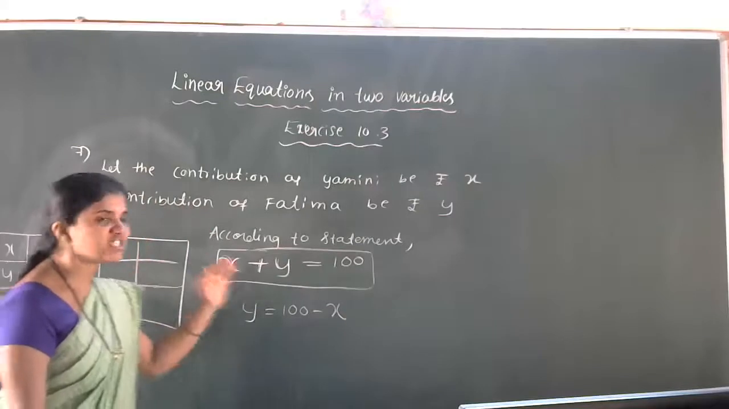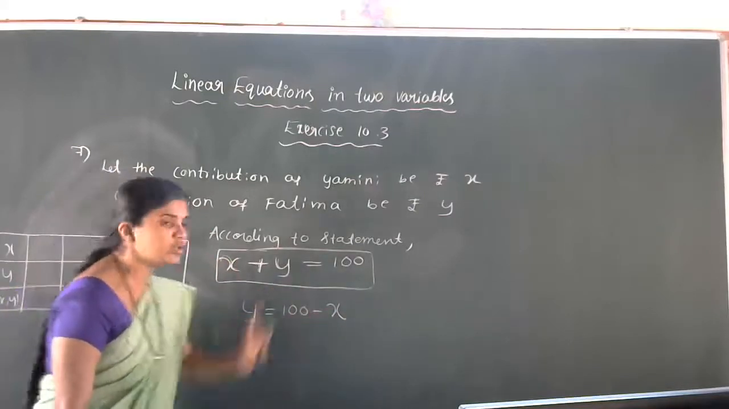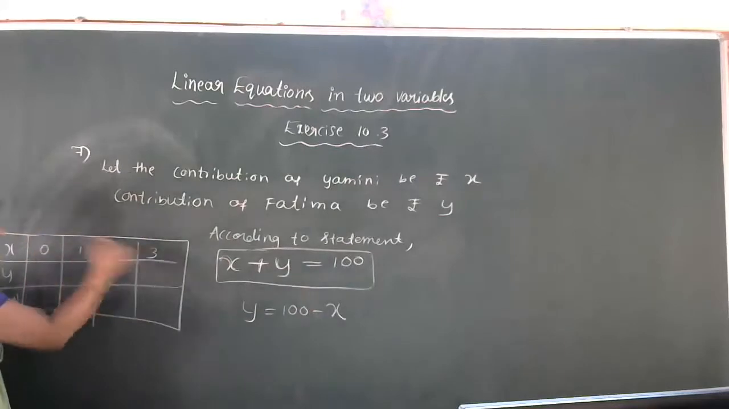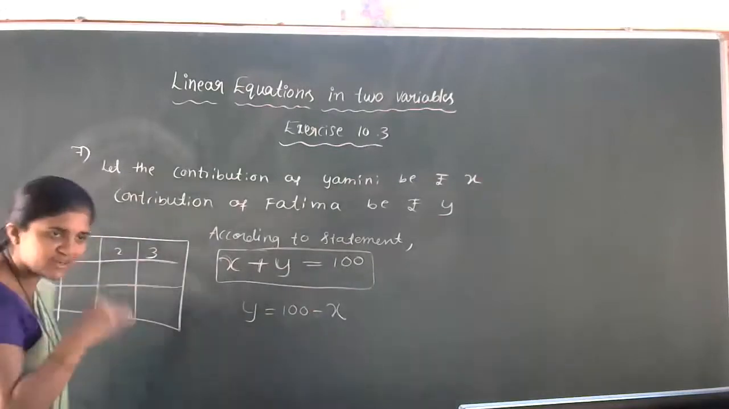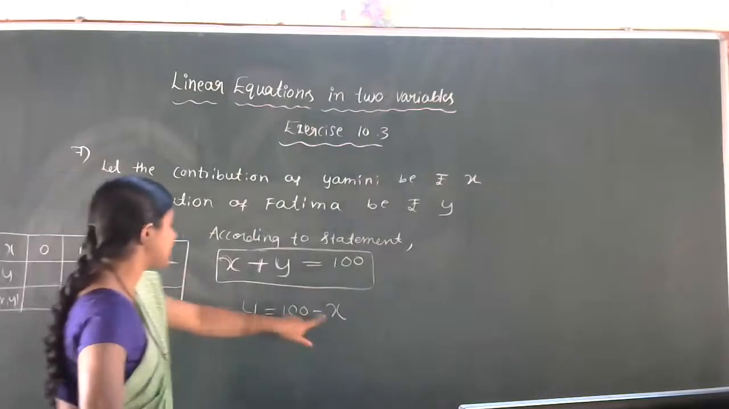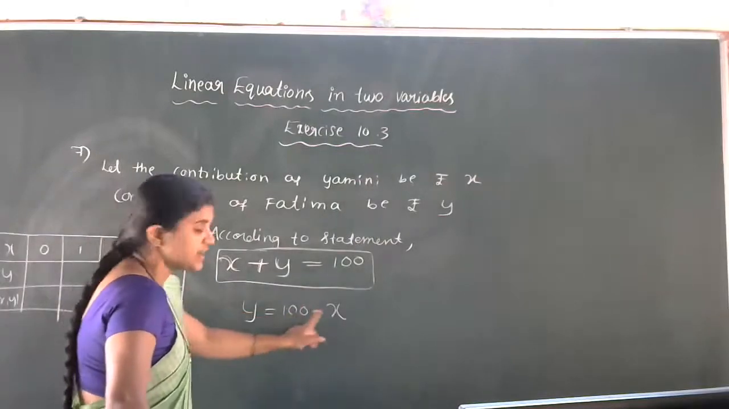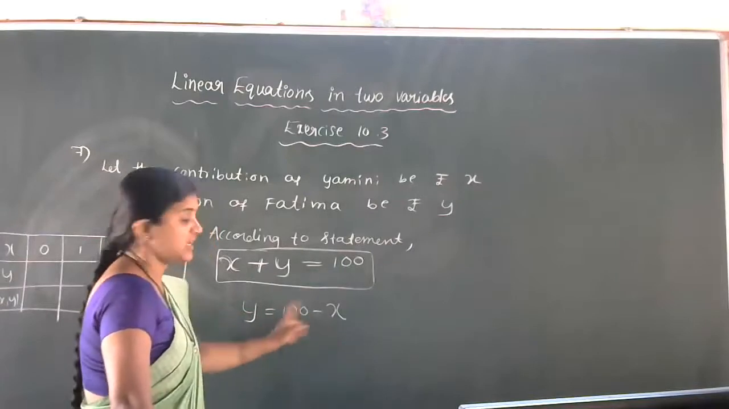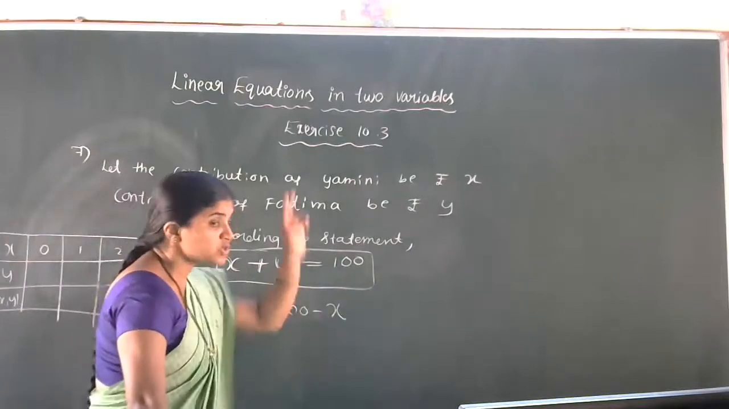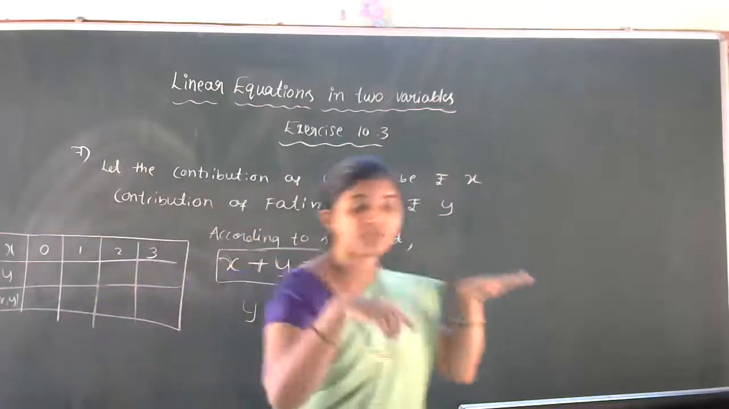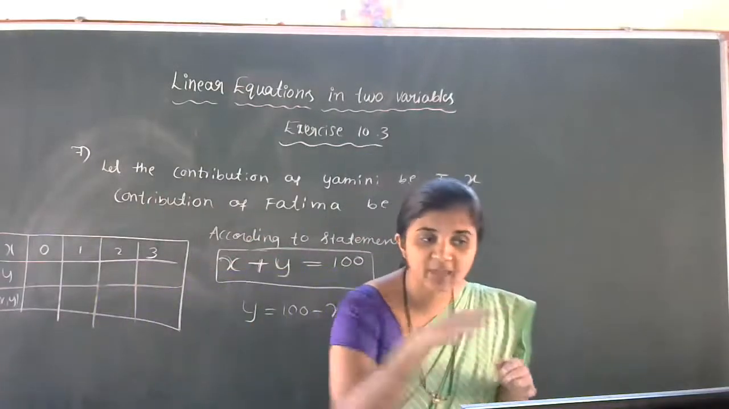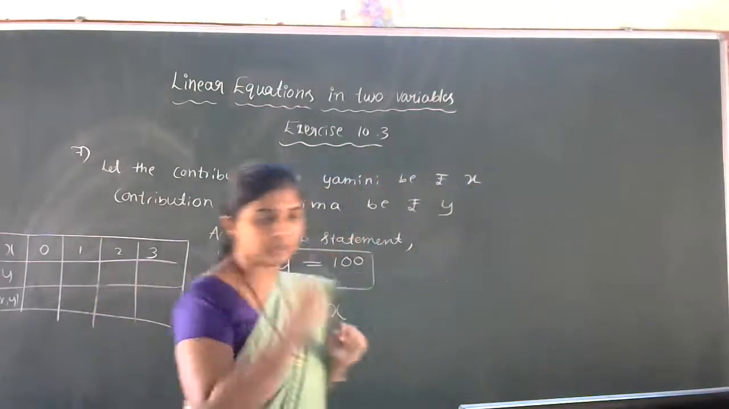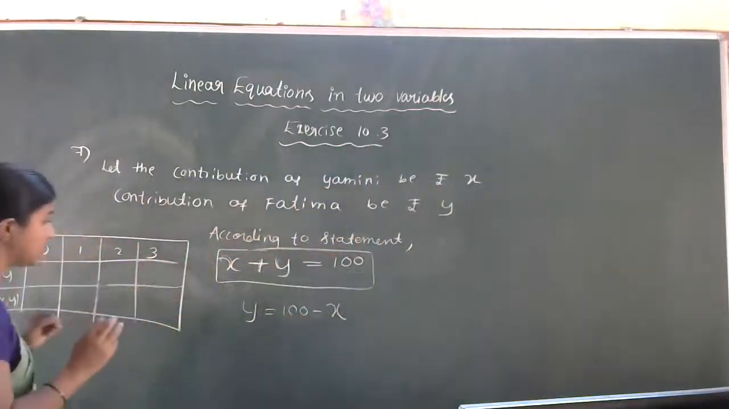Now in this type of situation, how to choose X? See, if we consider X equal to 0, 1, 2, 3, then you get 100 minus 0 is 100, 100 minus 1 is 99, 100 minus 2 is 98, 100 minus 3 is 97. So when you are drawing the graph, it will be difficult to mark the scale. So you have to do one trick.